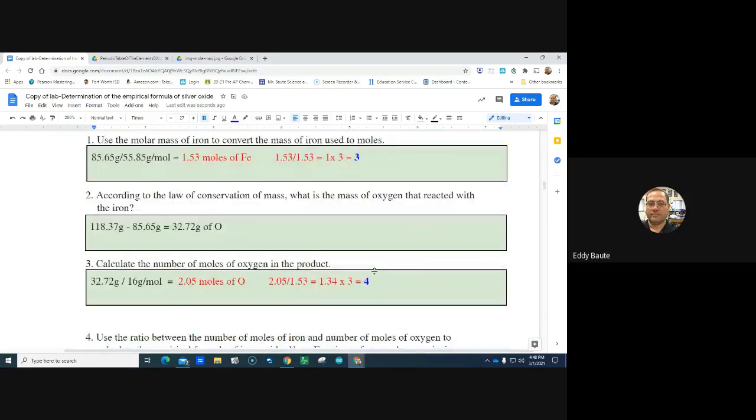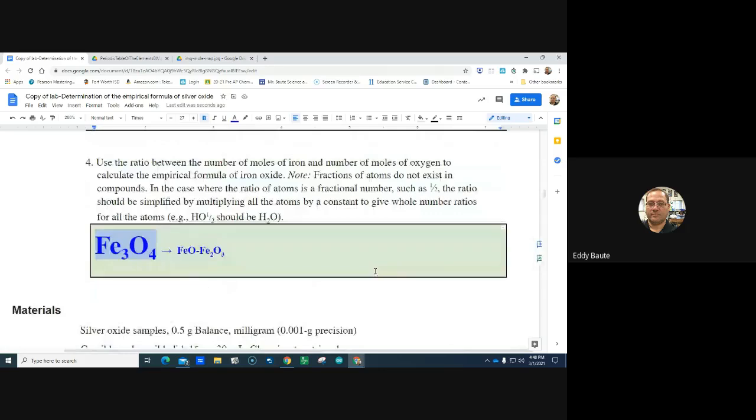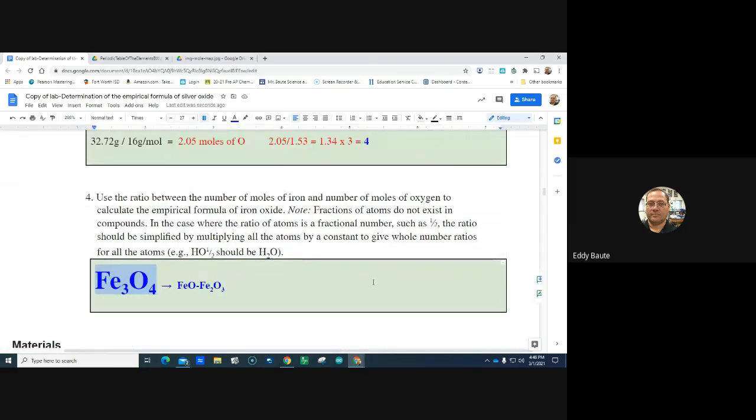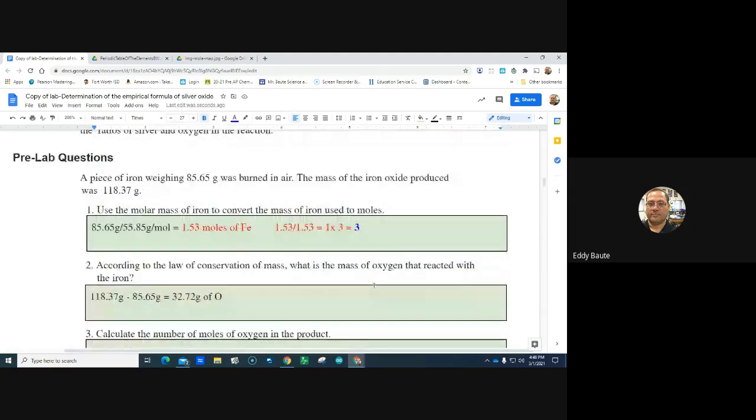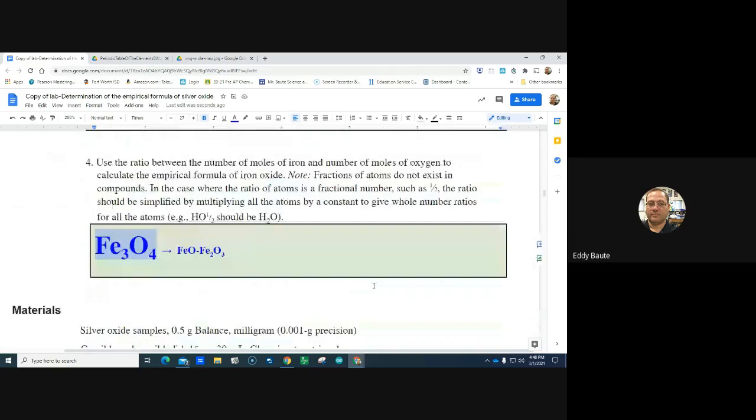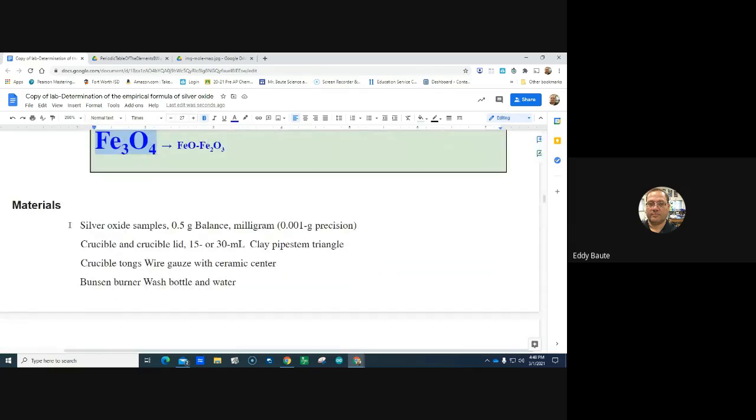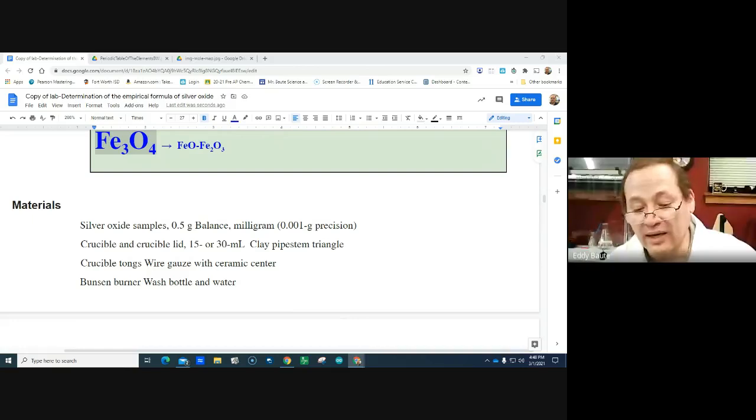I wanted to do this together with you. Actually, I wanted you to do it first, then you can check the answers with me here later. Basically, this is what you need to do in the lab to get the empirical formula for our case, which is going to be silver oxide. And that is the end of this section recording. Next section is data and analysis.